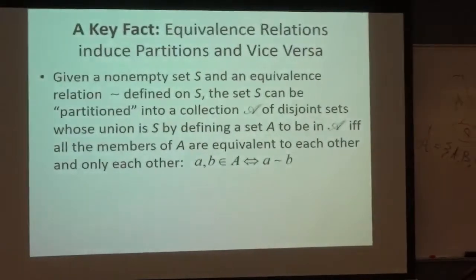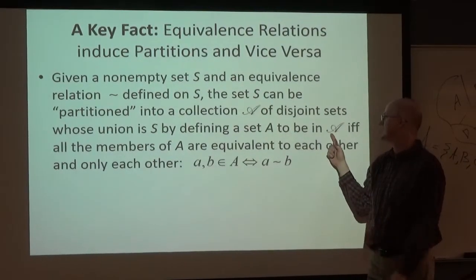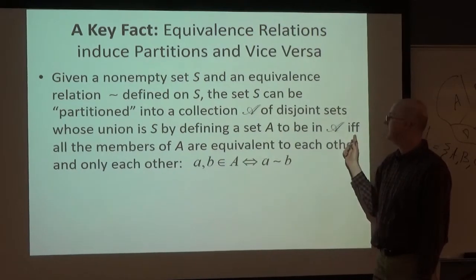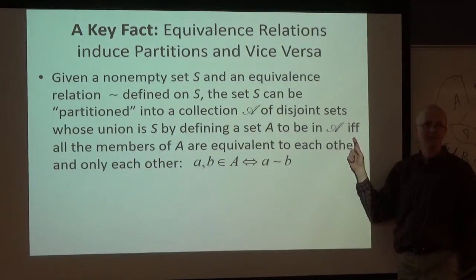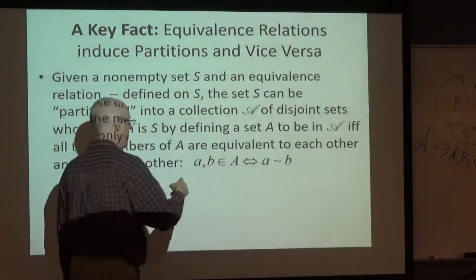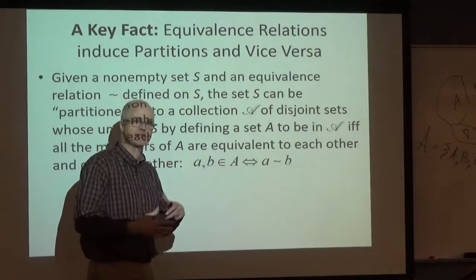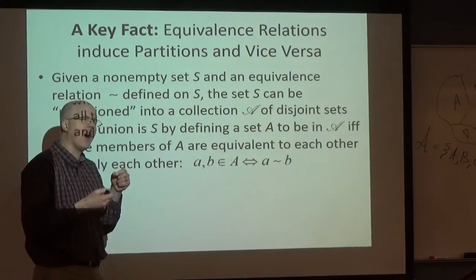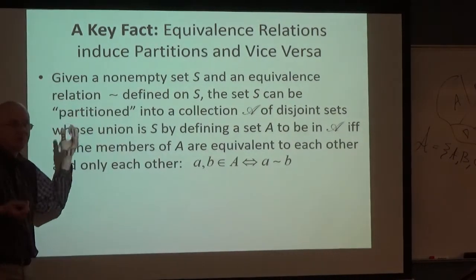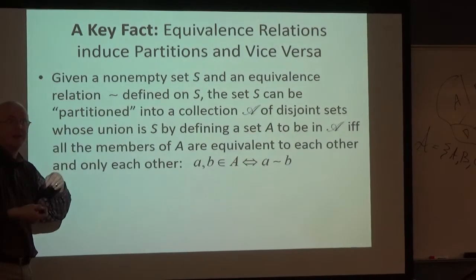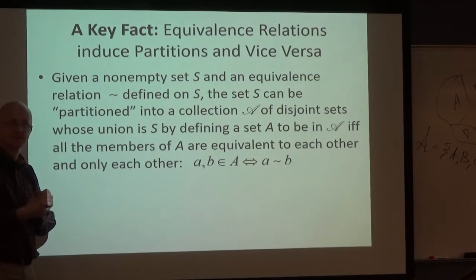What does that mean? It means a set A, capital A, is in fancy A, script A, if and only if, IFF means if and only if, it's not a typo there, all the members of A are equivalent to each other and only each other. So you've got a set S and a bunch of elements of S. You've got two elements, a and b. Are they in the same set of the partition that is induced by the equivalence relation? Well, just check and see if they're equivalent to each other or not. If they are, then they're in the same set, capital A. If they're not, then they're in different sets in the partition.